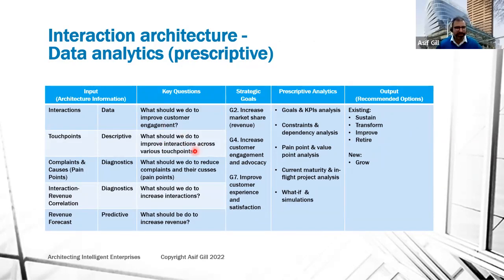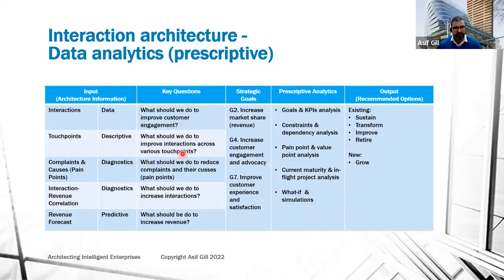I'm not far away from wrapping up. So here's an example of prescriptive analytics. Here we can see that we can have data coming from different architecture information elements, and the descriptive, diagnostic, and all these things, and predictive. So all the data we can then plug in to answer our prescriptive questions, like what should we do to improve our customer engagement?